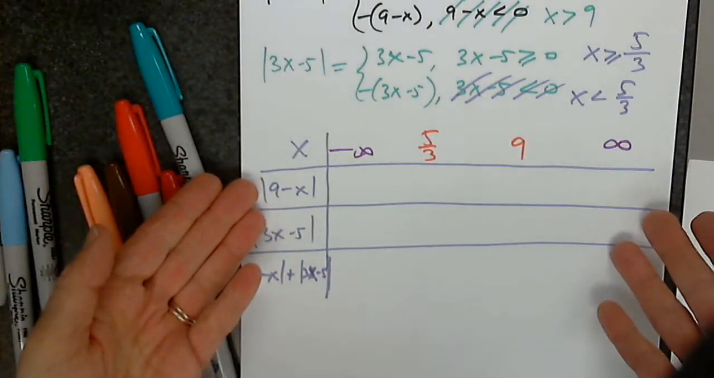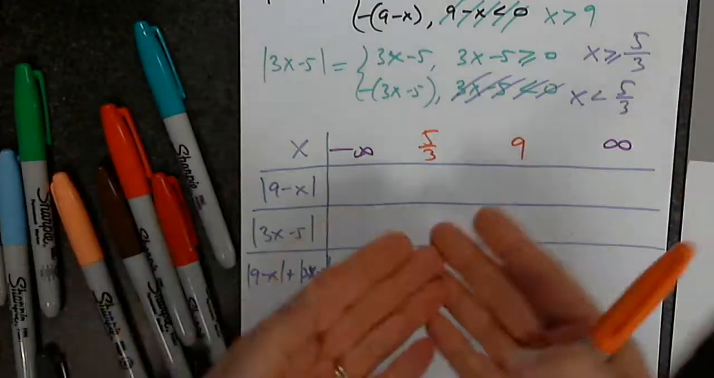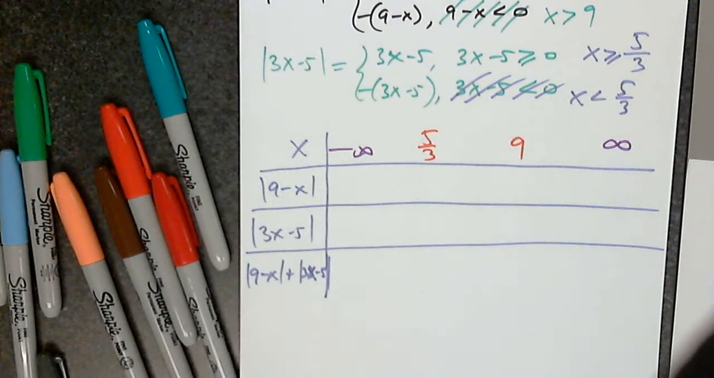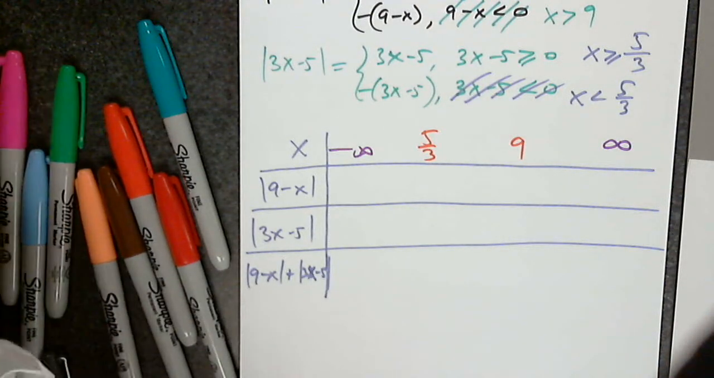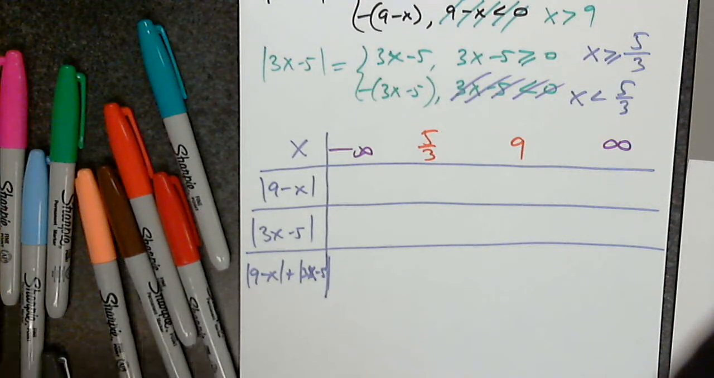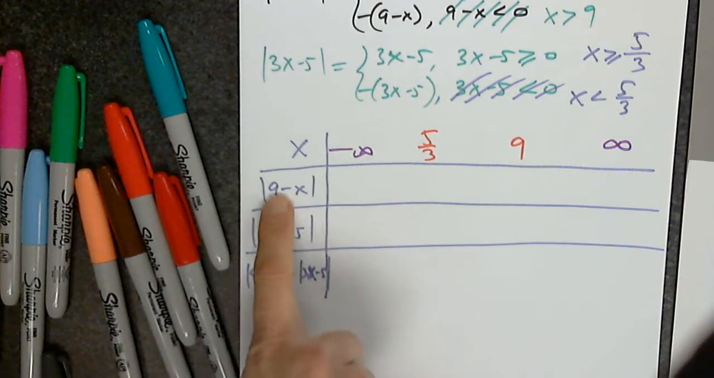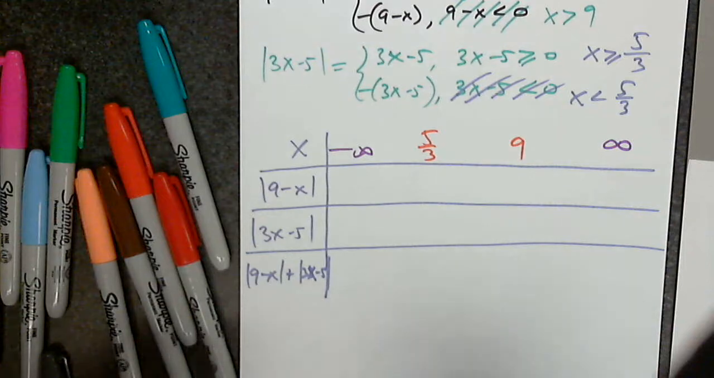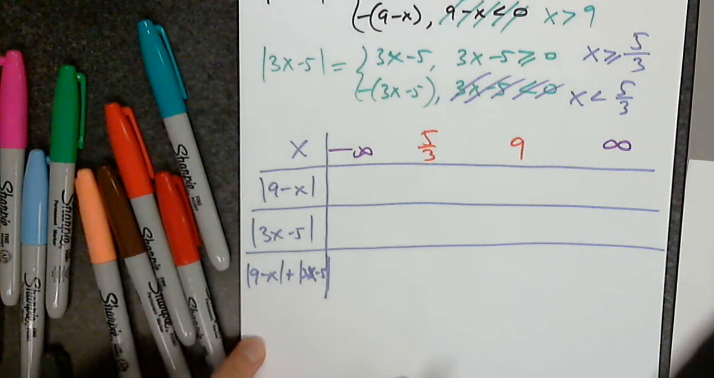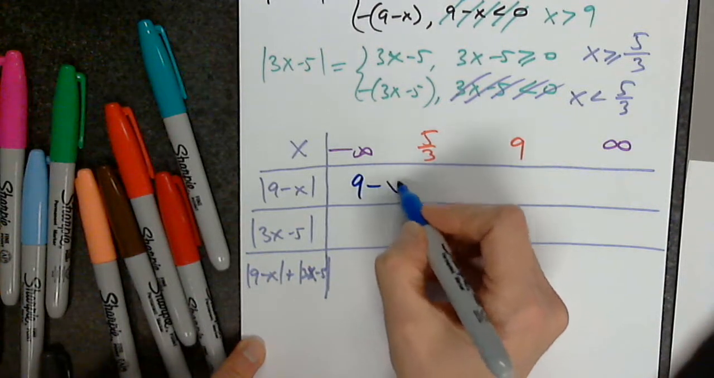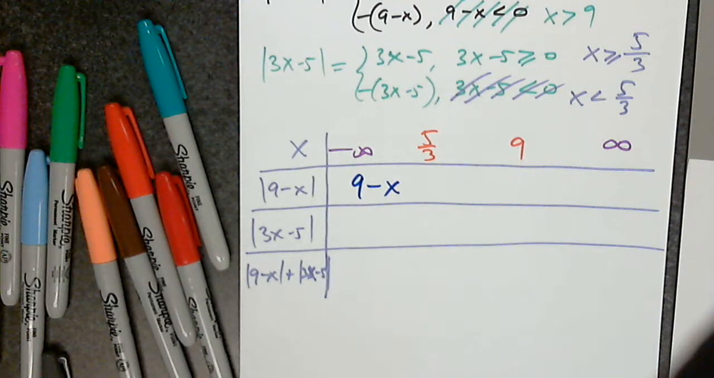Now I will summarize the information and copy it in here where it belongs. I will take this information and copy it here where it belongs. So can anyone dictate that? What should I write? What do I write in the first subinterval for the first absolute value? Of course. What do I write in the second subinterval for the first absolute value?